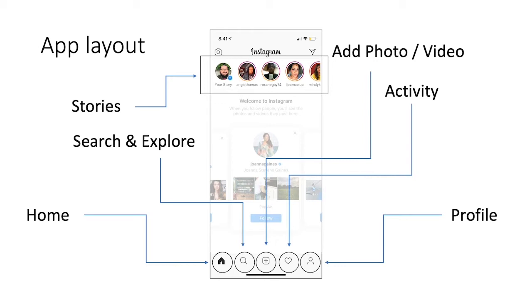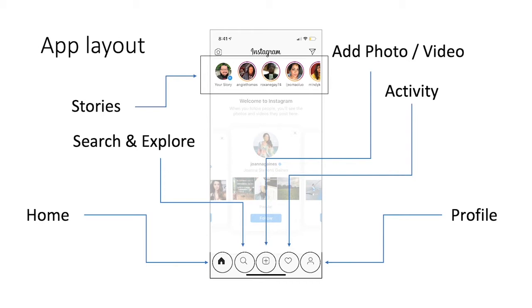Going up to the upper left-hand corner, we have stories. Stories are short photos or videos that disappear after about 24 hours. We'll talk about this later, but just keep that bar in mind as we're progressing through.